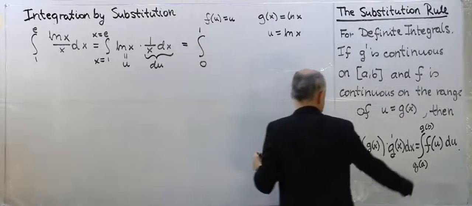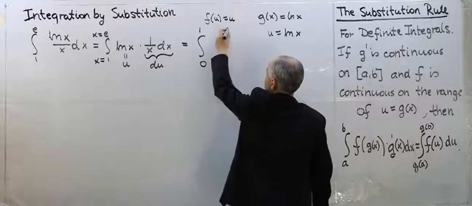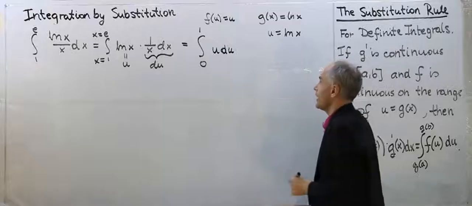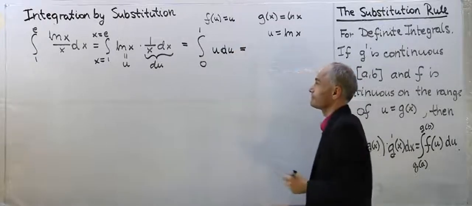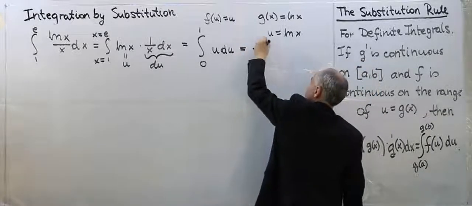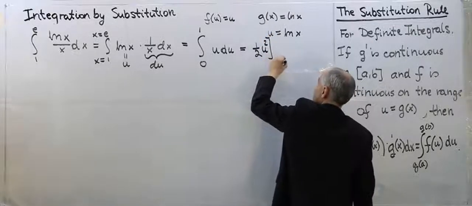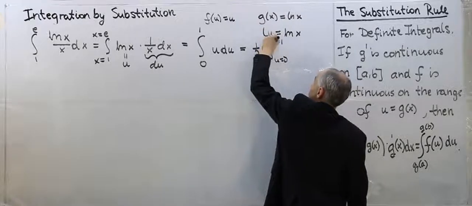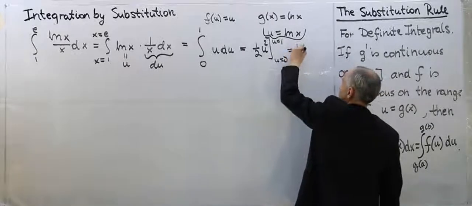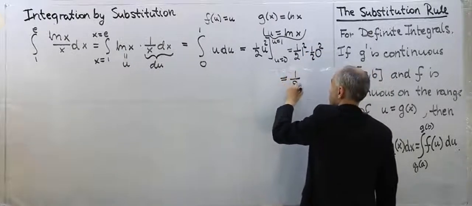So then I just write f of u du. So f is what? F is just u. So it's just u du. And this, you know what it is, right? The integral of u is 1/2 u squared, and then you evaluate this between u is equal to 0 and u is equal to 1. So it is 1/2 1 squared minus 1/2 0 squared and that is just 1/2.